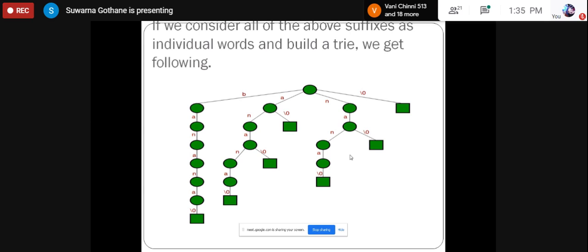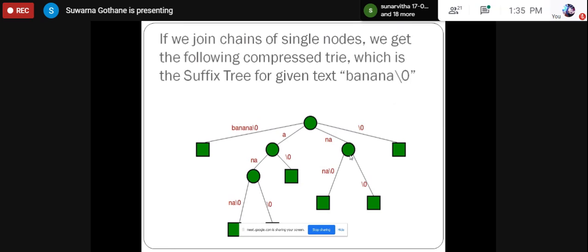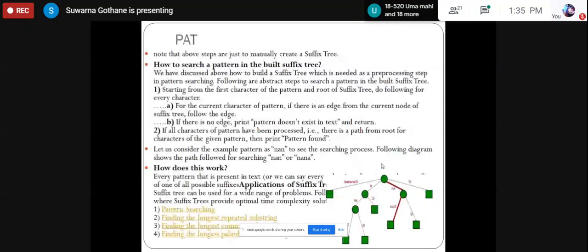So note, here we have obtained a compressed trie for the string banana, okay. And then we can search a given pattern. So what does searching mean here? Again, we are constructing a tree. While constructing the tree, it starts with a root node, okay. Then it will have several branches and follow until it reaches the end.